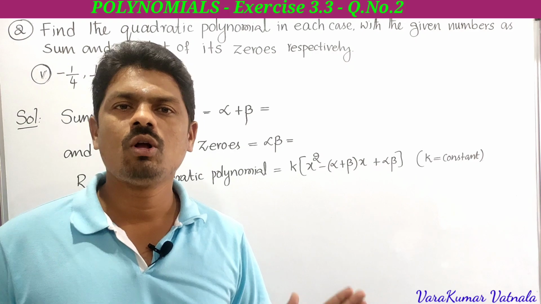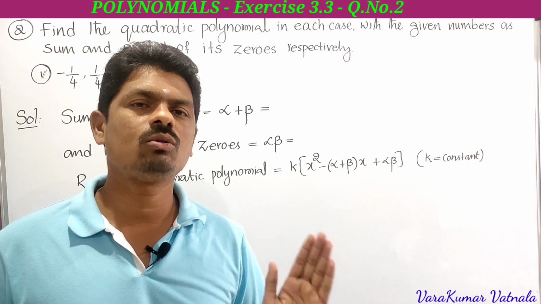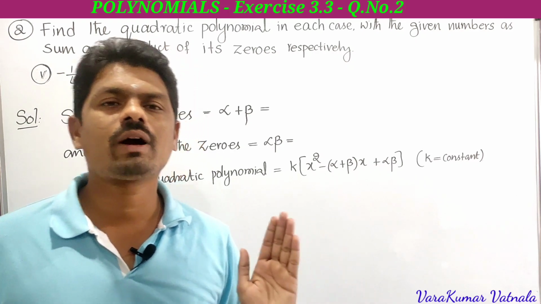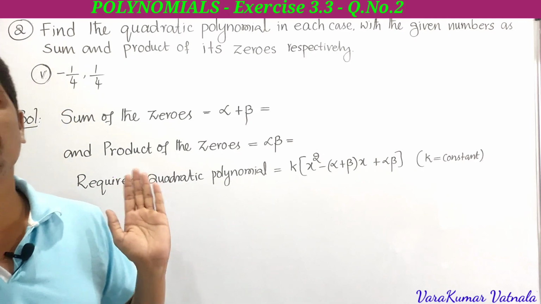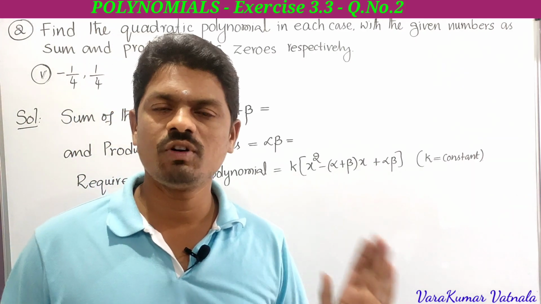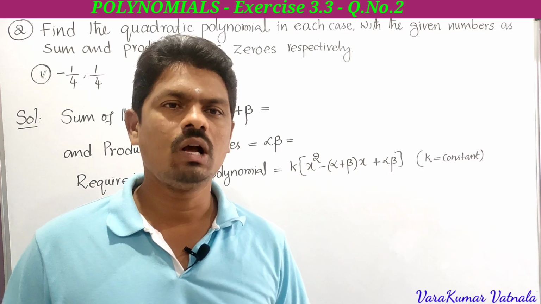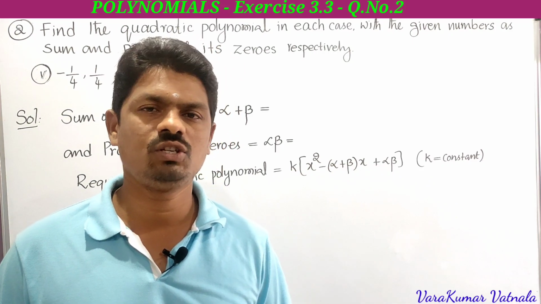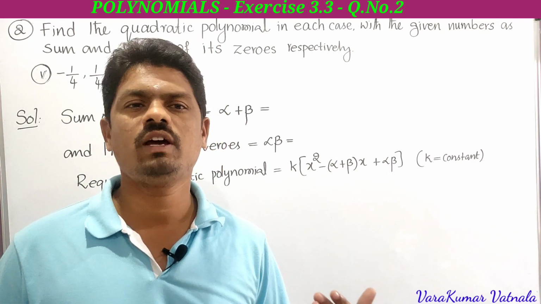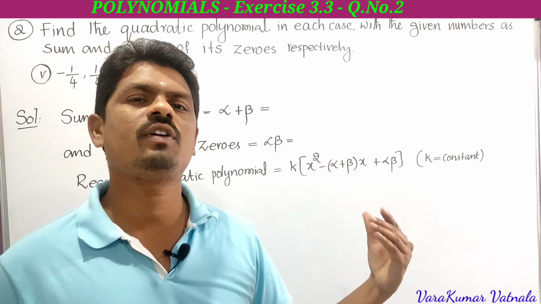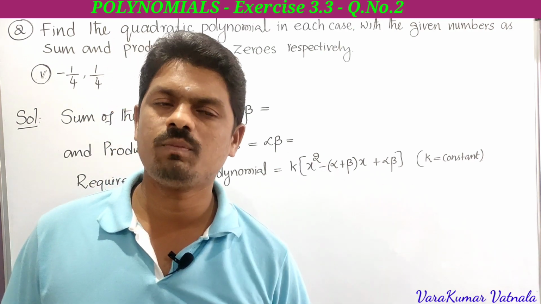So we have the quadratic polynomial equal to k into x square minus (alpha plus beta) into x plus alpha into beta. So alpha plus beta is the sum of the zeros, alpha into beta is the product of the zeros. So he has given both the values. We just have to substitute in the formula to find the quadratic polynomial.